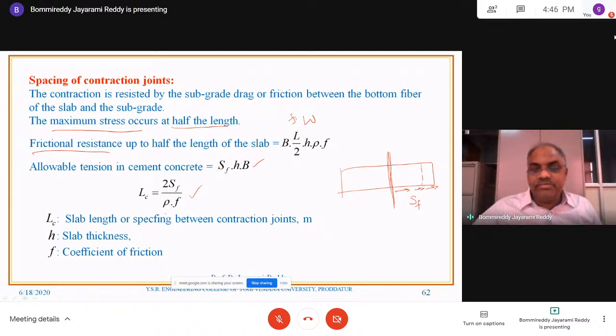Don't remember these formulas. You should understand the meaning of it. You should also understand the meaning of these two and equate these two. And if it is a question in the exam, you can develop the equation there, not by means of learning by heart. If you learn this by heart, it's impossible to recollect the same.